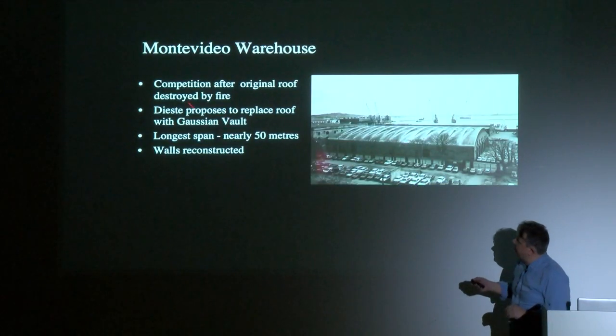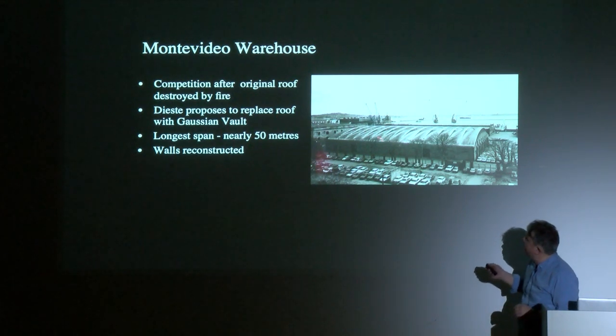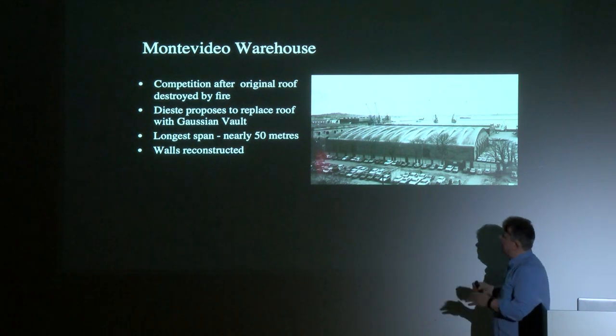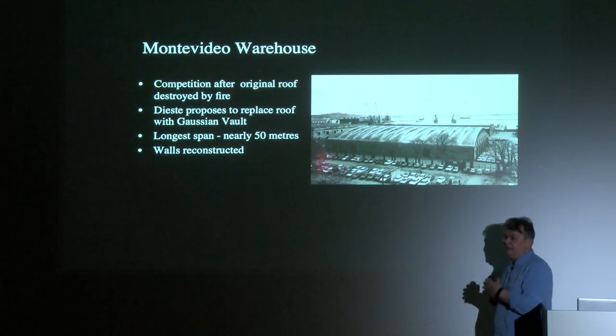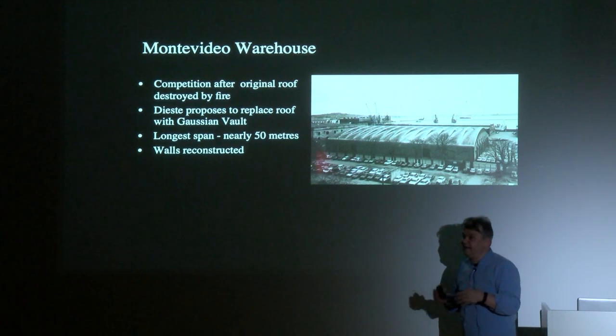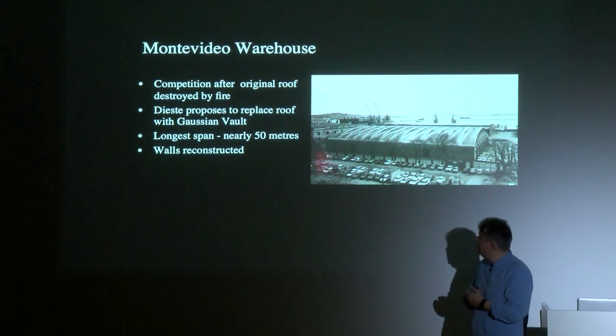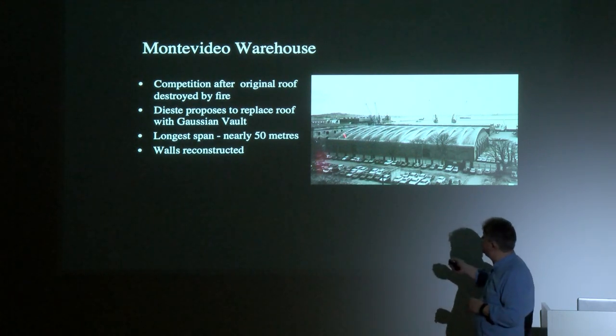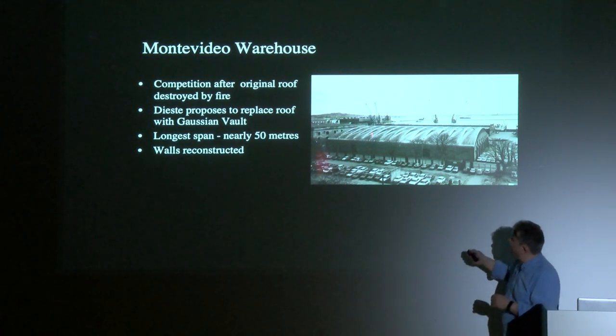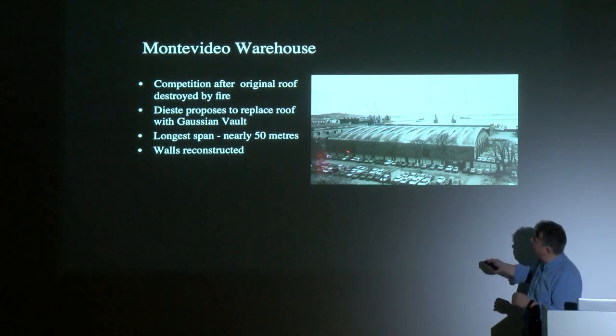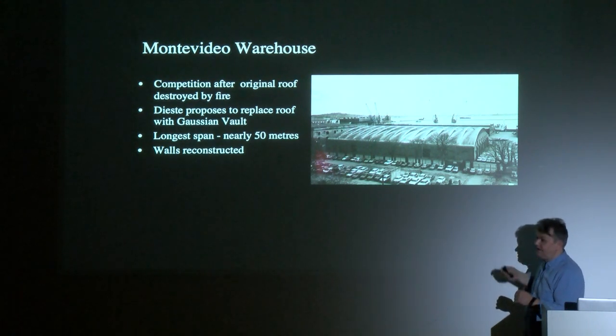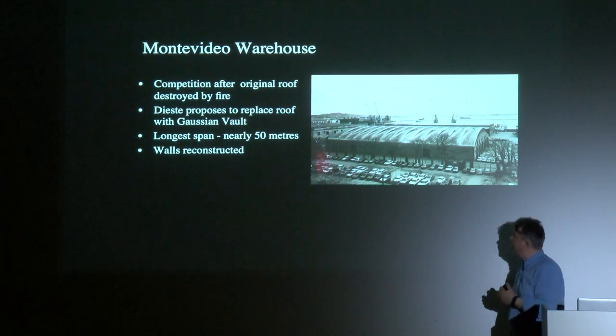One of the biggest projects in terms of span was this project for Montevideo Warehouse. So this is on the docks at Montevideo. It's a big, big warehouse. And originally, it had a timber roof which caught fire. The fire was irreparable, and Dieste was called in to suggest solutions. So he suggested building a Gaussian vault that spanned between the existing walls. And this is just under 50 meters in span across. It was an enormous project.